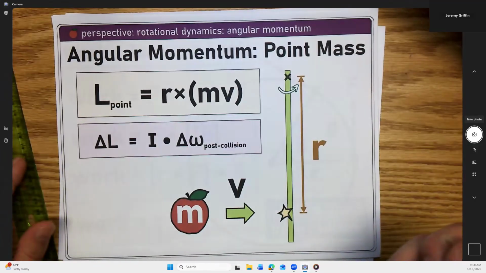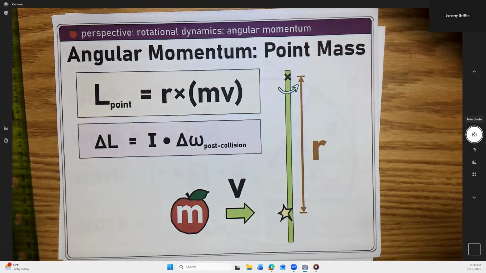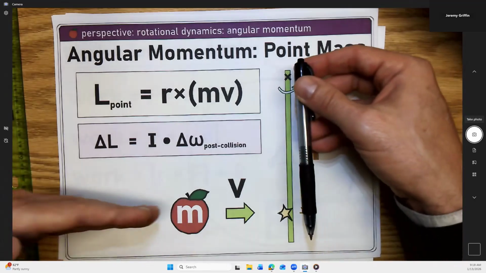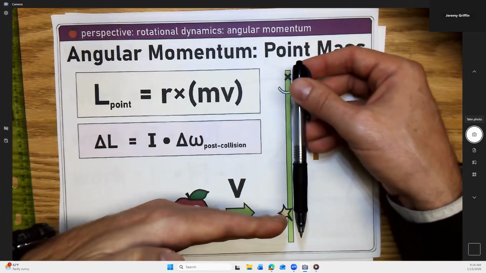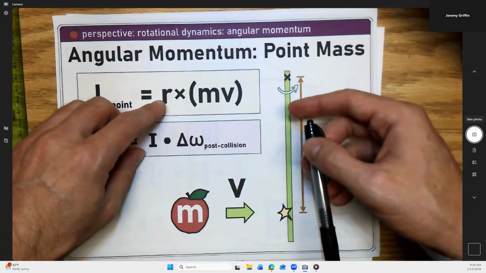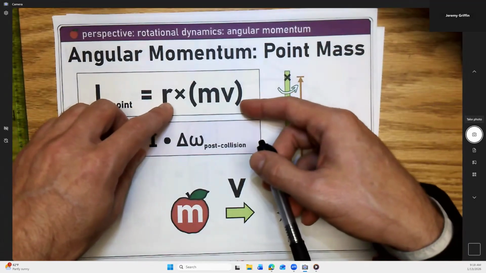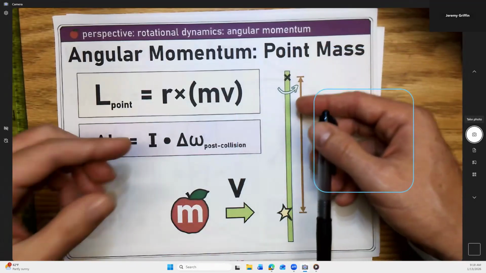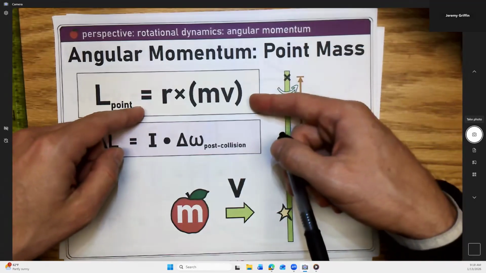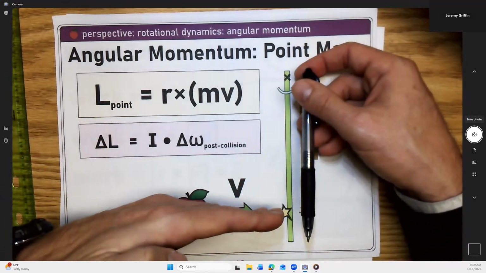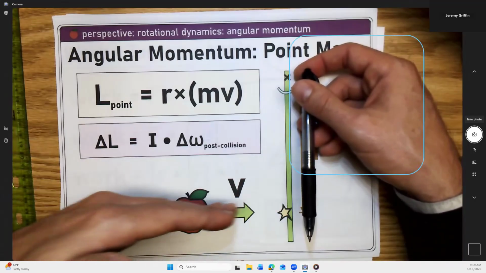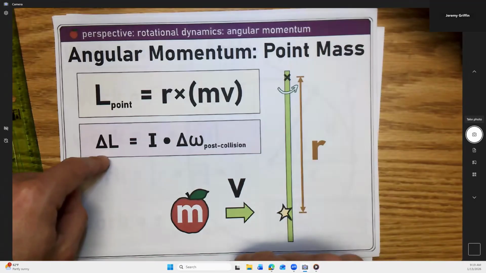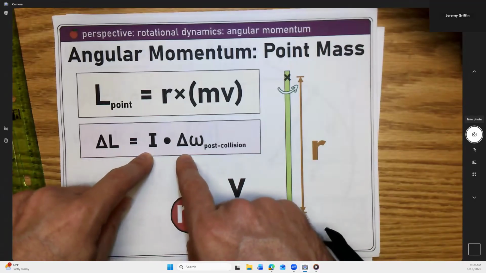Guys, in the past, I've always seen AP ask a question where this is coming in strictly perpendicular, so this cross product just simplifies. It's just mv times r, or rmv. If it's coming in at an angle, you have to consider sine and cosine, but here you just multiply rmv. Can you guys do that? So that's the angular momentum provided by the point mass. Now, angular momentum, you know, also has something to do with I times omega.